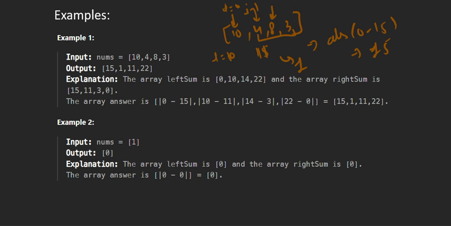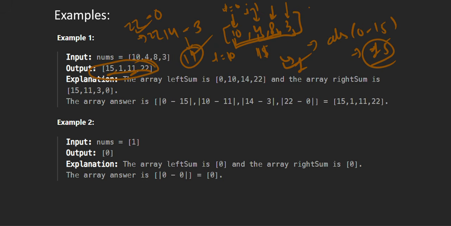Then we move to this index. Left sum is 10 plus 4, 14, right sum is 3. So the difference of 14 minus 3 is 11. That is the answer. Then we move to the last index. Left sum is 22, right sum is 0 because there is no element, so the difference is 22. So in the answer we first get 15 as a difference, then 1, then 11, and then 22, and that is our answer array, right?